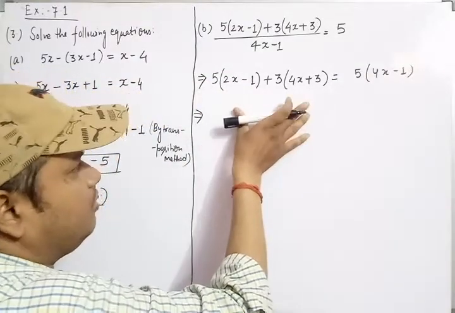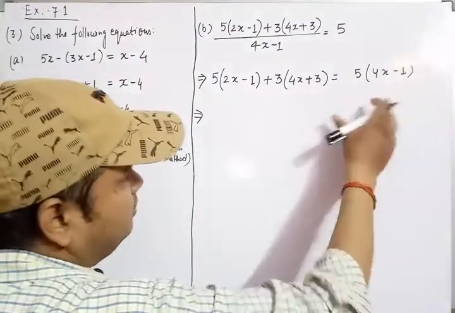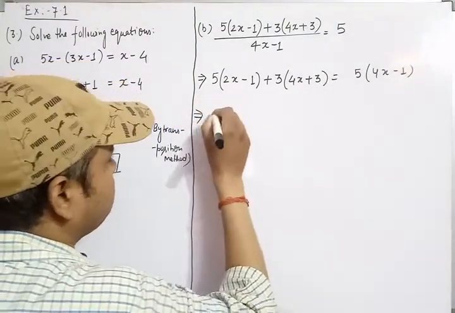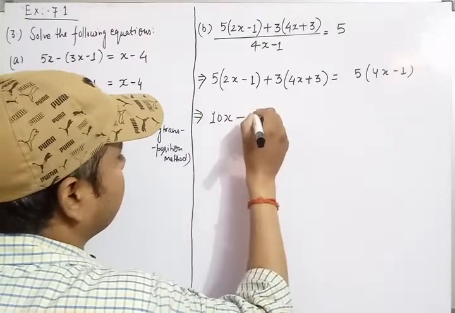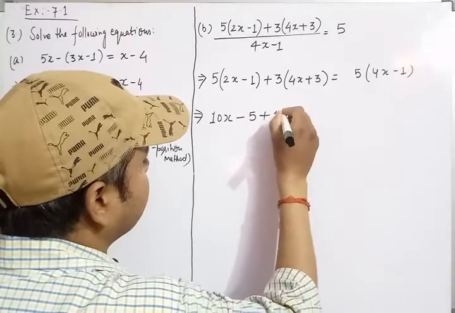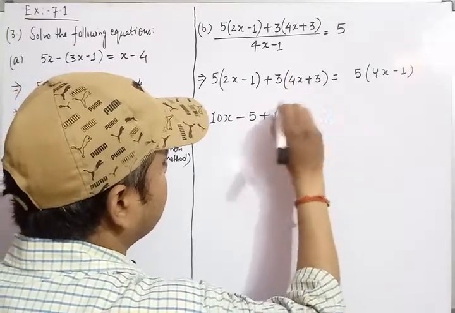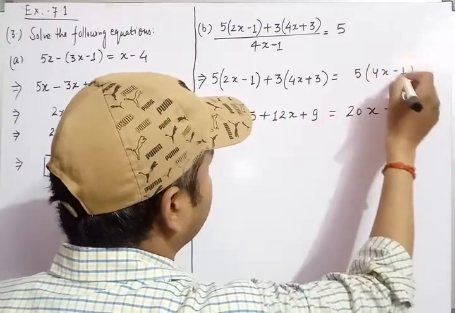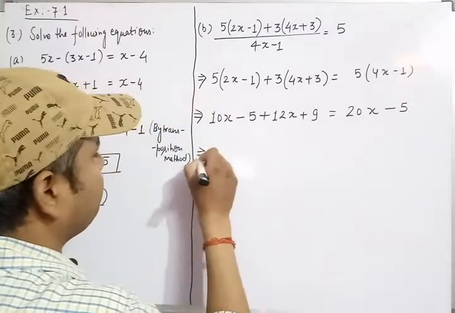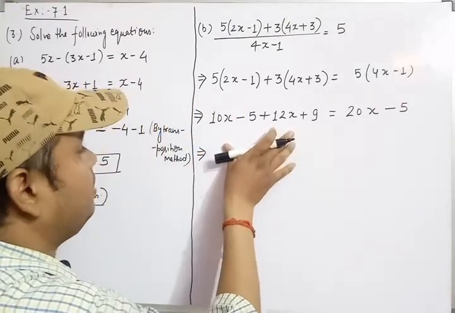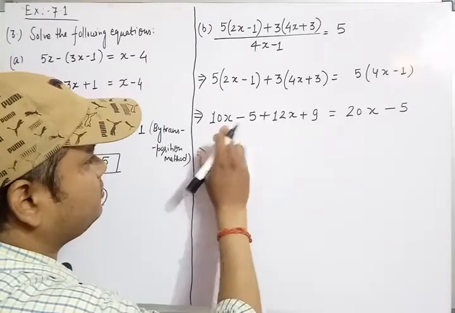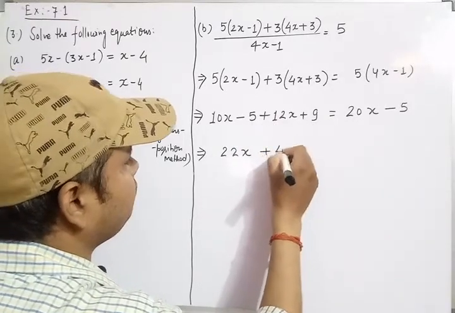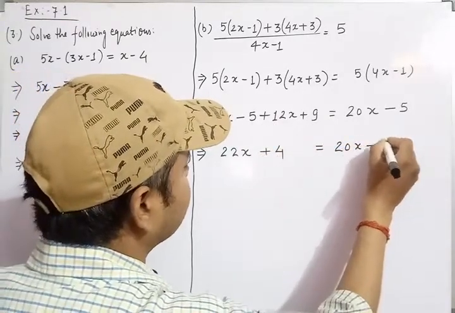Now again we have to solve the LHS and RHS, then apply the method of transposition. Here 5 into 2 means 10x minus 5 into 1 means 5, and 3 4s are 12x, and 3 3s are 9, and here 5 4s are 20, and 5 1s are 5. Now again we have to solve this LHS part. Here 10x plus 12x, बच्चों 10x plus 12x कितना होगा? 22x, and 9 minus 5 is equal to 4 is equal to 20x minus 5.